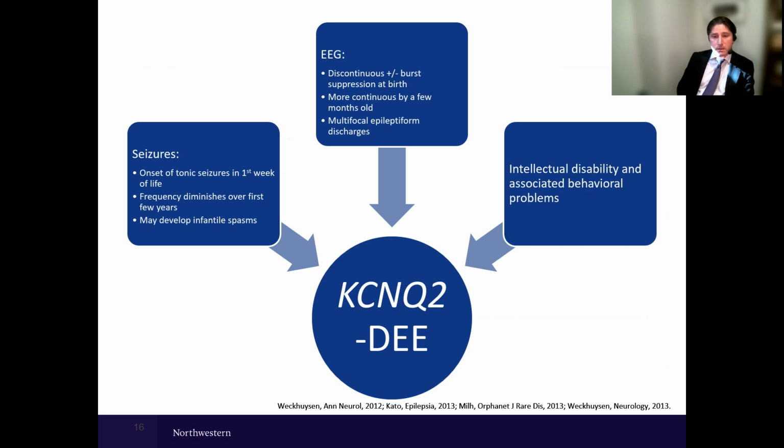The EEG is discontinuous. It has this burst suppression pattern like we learned from Dr. Ohtahara's slide, and will get generally more continuous. And I have a slide to show you what that means. But we'll have multifocal epileptiform discharges. And then the intellectual disability and behavioral issues are often associated with KCNQ2. But as I said, there's a spectrum, and not every child is the same, even with the same variant.